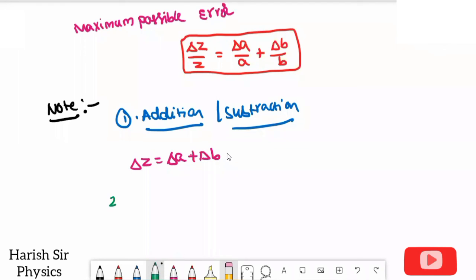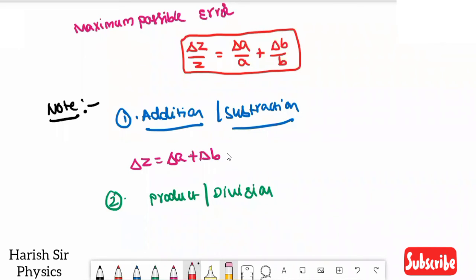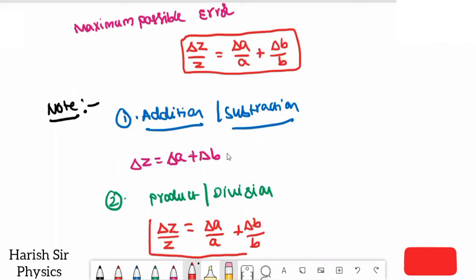If we take product or division, you can write delta z by z is equal to delta a by a plus delta b by b. By using these 2 points, you can solve the problems in errors.